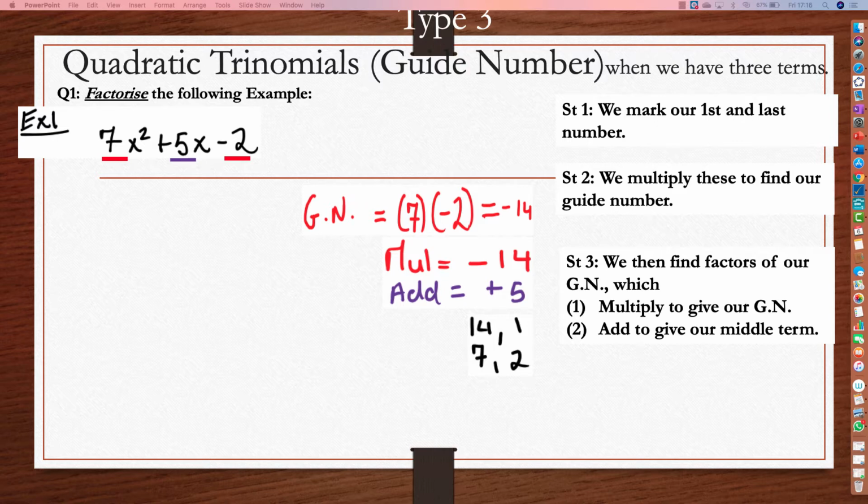Any idea what pair we'll pick? 7 and 2. Good stuff. Now which one's going to be minus? Which one's going to be plus? Are they both minus? Are they both plus?